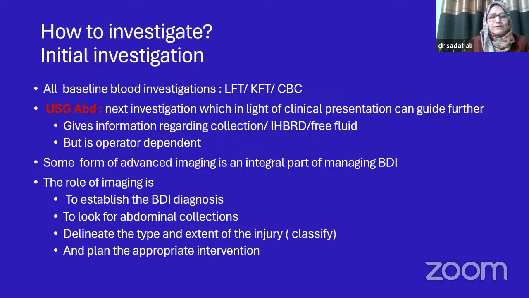The second investigation would be an ultrasound abdomen for all patients, which in light of clinical presentation can guide you further. It gives you information regarding the collections. It gives you information where there's already some amount of dilatations occurring and presence of free fluid. But this investigation is operator dependent. Some form of advanced imaging is actually an integral part of managing bile duct injury.